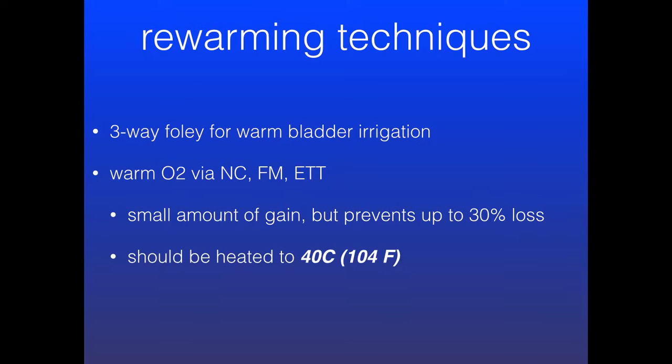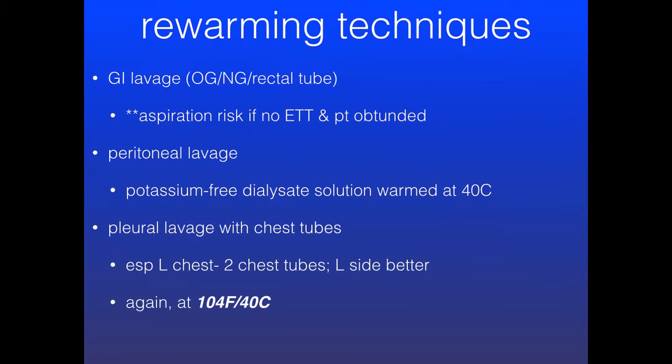And then if you're giving oxygen, you can think about warming that oxygen, giving warm humidified oxygen either through the nasal cannula, face mask, non-rebreather, or endotracheal tube. You're only going to get a small amount of gain with respect to heat, but you prevent up to 30% loss of heat with that. And the air should also be heated to about 40 degrees Celsius.